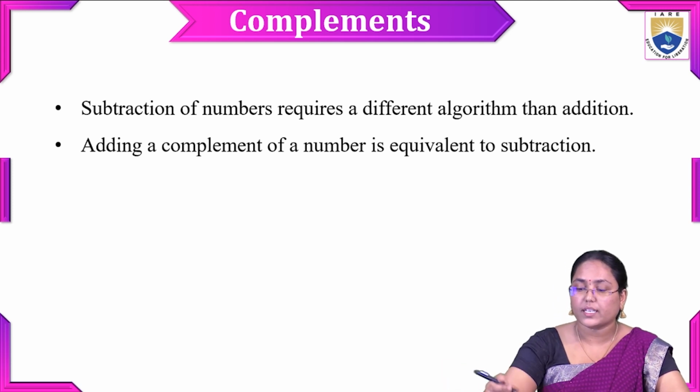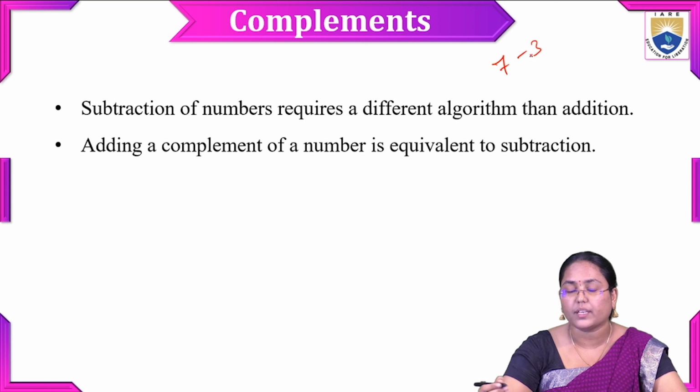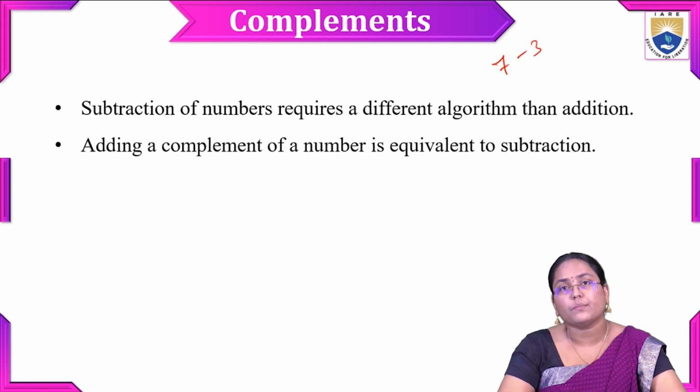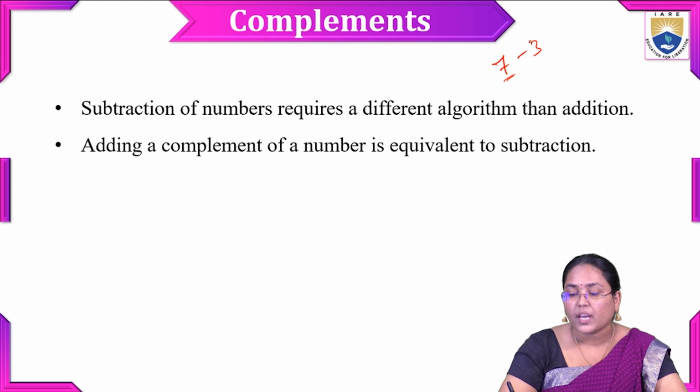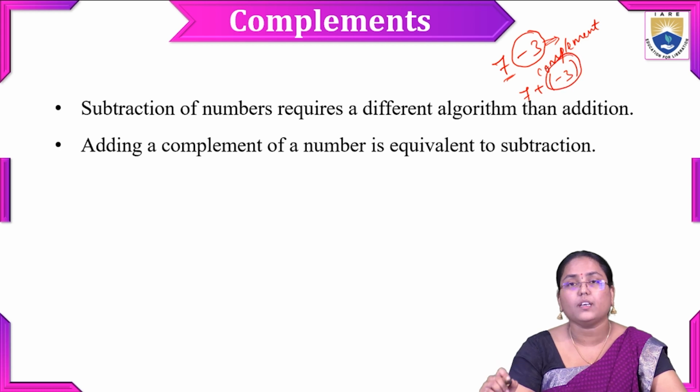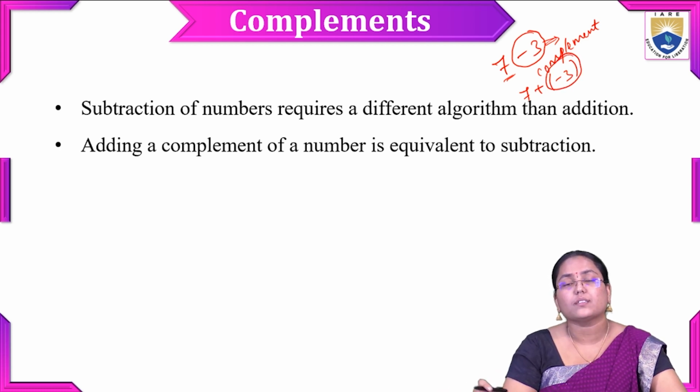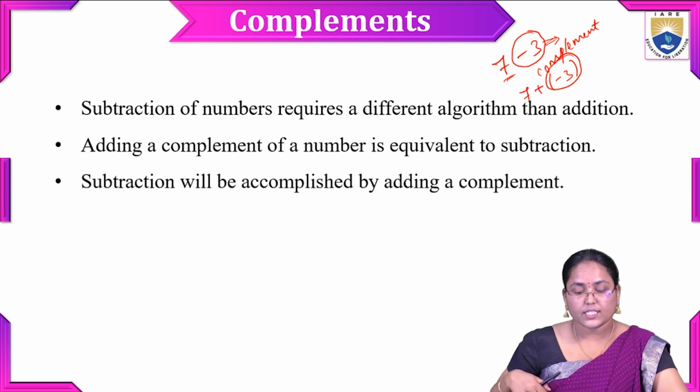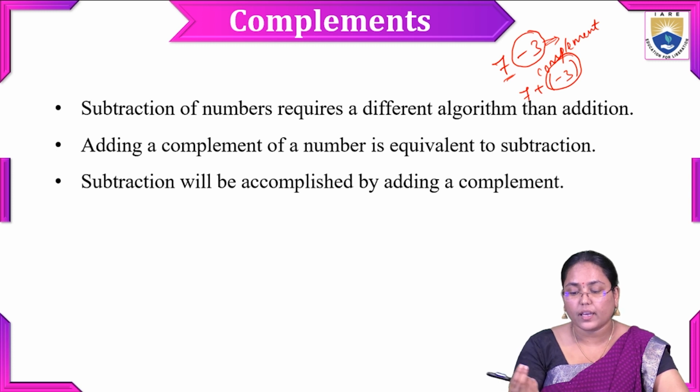So for example, let us say that I have to do something like 7 minus 3. If I want to do 7 minus 3 directly, I won't do the subtraction between these two numbers, 7 and 3. Rather, I'll convert this minus 3 into some complement format. Once I get this complement format, I'll be doing 7 plus the complement of minus 3, that is the complement of this particular number. Then the result will be the same as the subtraction itself. Subtraction will be accomplished by adding a complement.